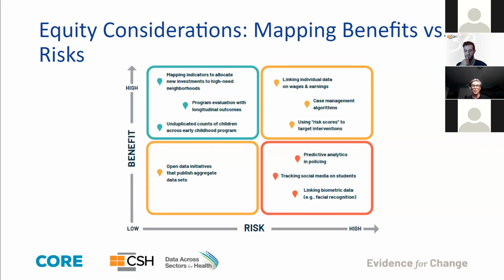On the other side, projects that are low benefit and high risk, like linking social media with education records or police surveillance with biometric data, should really be considered with extreme caution. And in some cases, data sharing should not proceed. It's really not a yes-no binary, but rather a lens to talk and think through the intended or unintended consequences of how you are using your data.